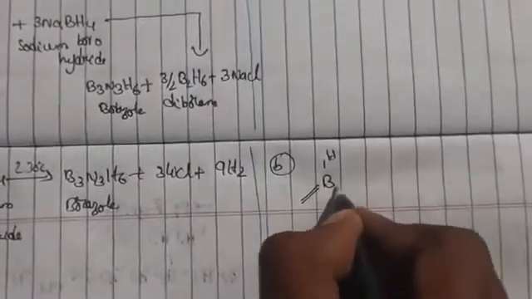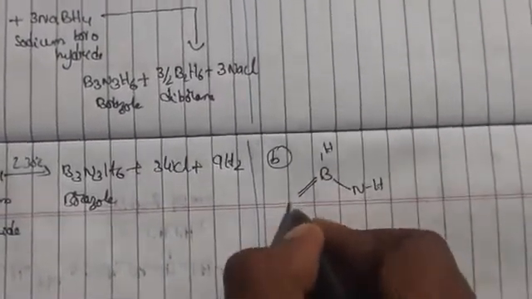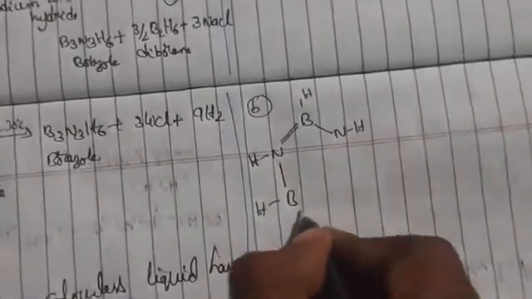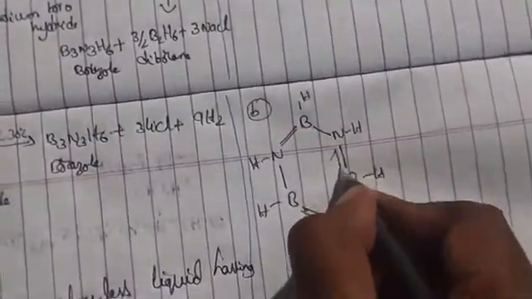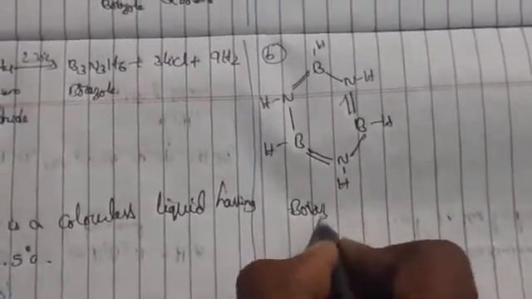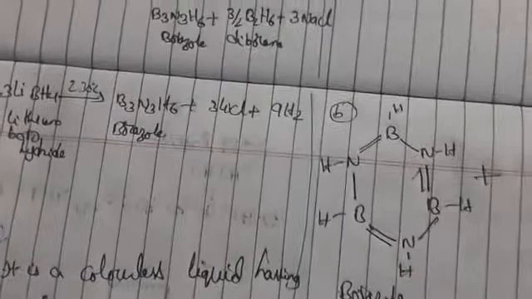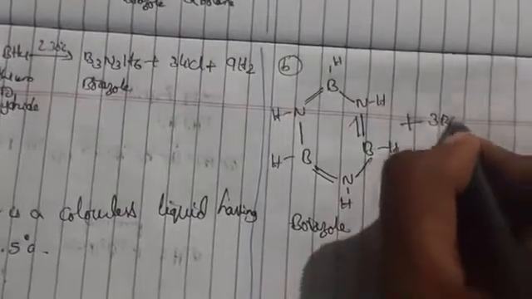BH double bond NH, BH double bond NH, BH double bond. So what do we get here? We got borazole. This is treated with Br2. Here also we are treating with Br2. It is treated with 3 Br2, which means 6 moles of Br we are going to add here.